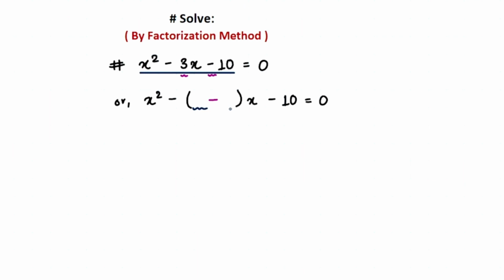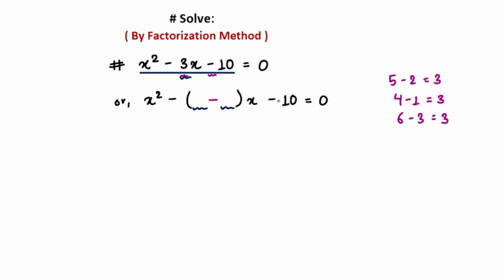Now we need to put two numbers over here so that when we subtract those two numbers, we'll get our 3. And we have a lot of those numbers, like 5 minus 2 is 3. Similarly, 4 minus 1 is also 3. Or 6 minus 3 is 3. So there are lots of numbers that will give us 3.